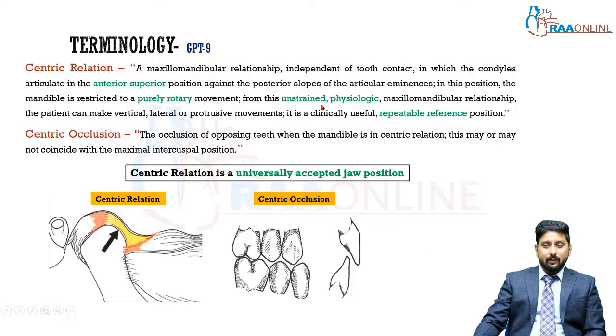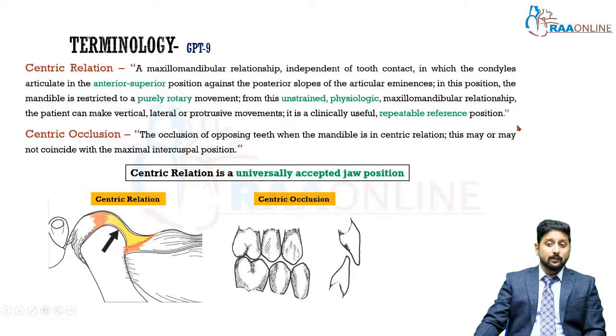From this unstrained physiologic maxillomandibular relationship, the patient can make vertical, lateral, or protrusive movements. This means that this relationship is basically the starting point from which all other mandibular movements are going to happen. And this relationship is an unstrained and physiologic relationship. It is a clinically useful, repeatable reference position.